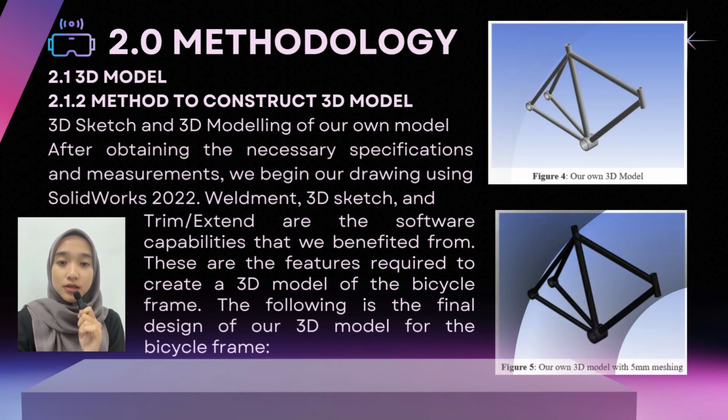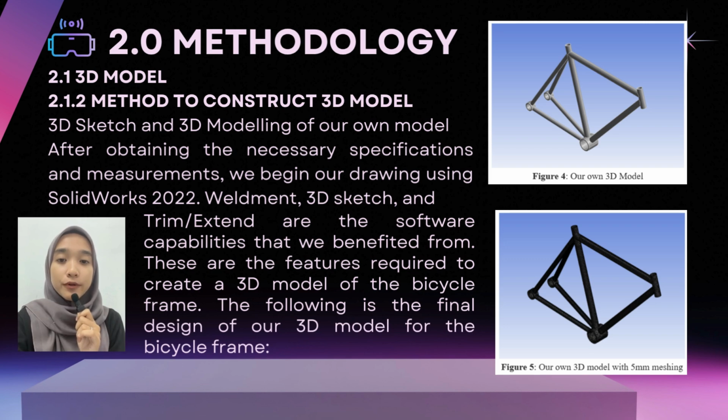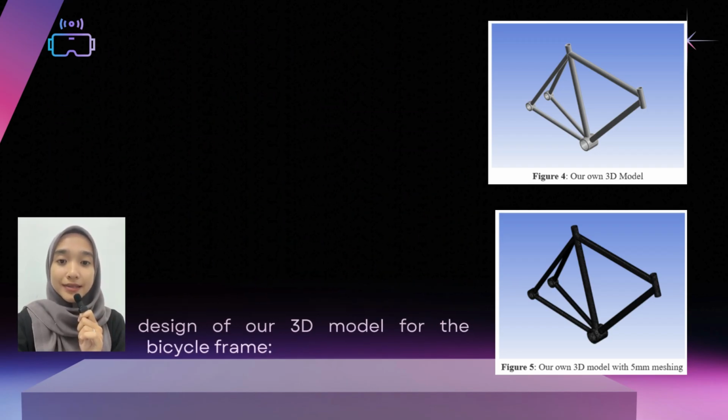Hi, my name is Auni Naswa binti Muhammad Ghazali. I will present about the method to construct the 3D model. After we collect all the important specification and measurement, we start to design the bike frame using SolidWorks 2022. We use tools like Wheelmill, 3D Sketch, and Trim or Extend to help us draw the model. These features are important to create a proper 3D model of the bicycle frame. This picture here shows our final 3D design.